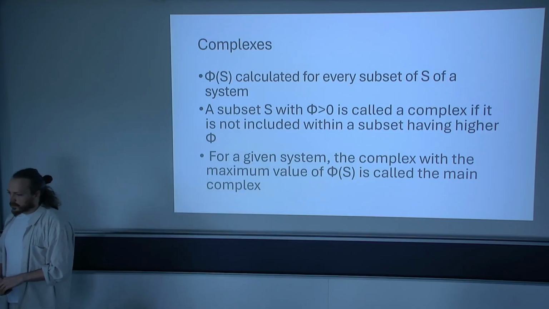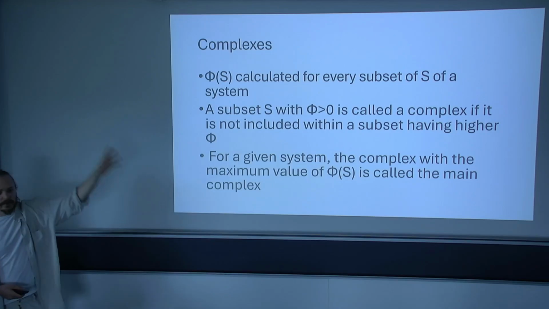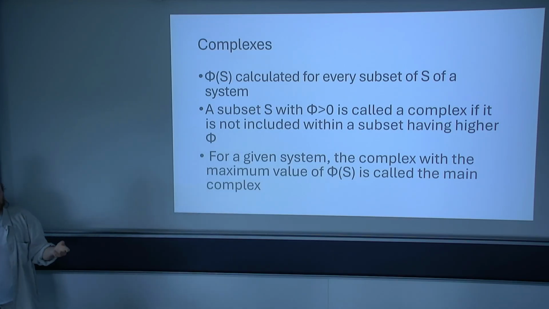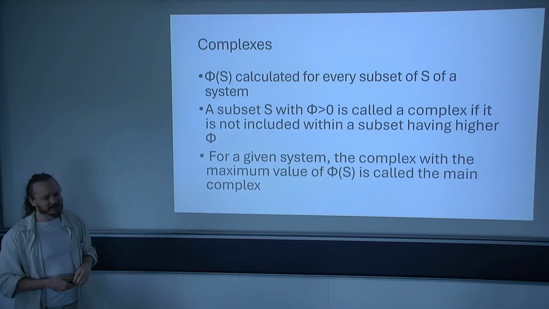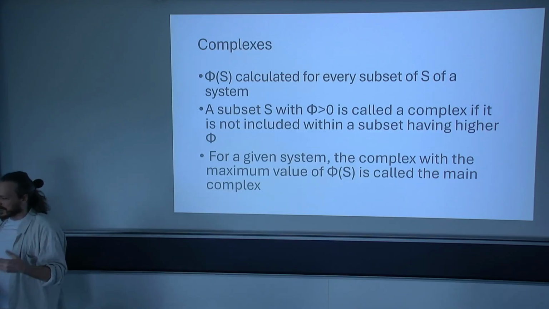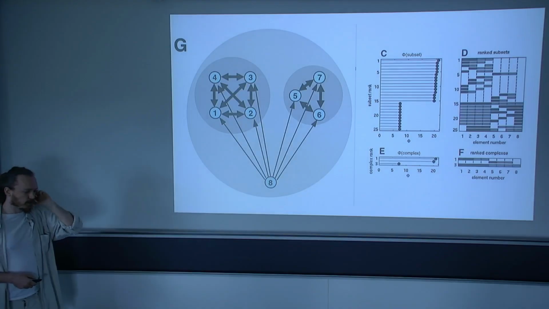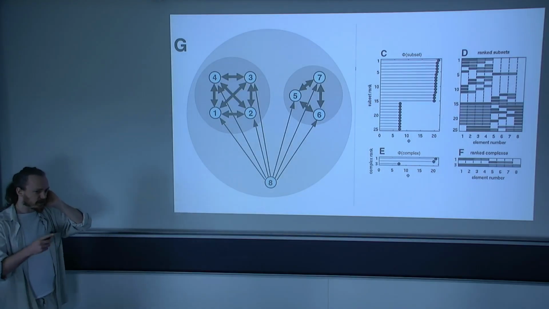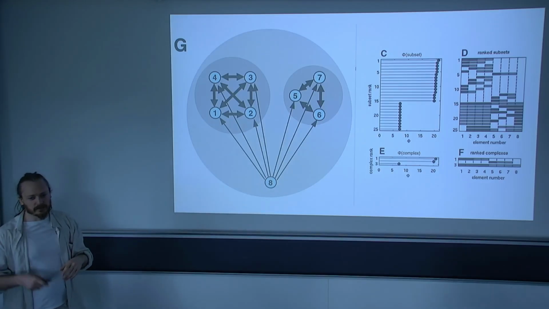So basically what you do is you take all subsets of the system. Again, we're dealing with a lot of computational intractability here. And you compute the phi for these, and then you do this ranking procedure. Basically, you remove the subsets that are part of another subset with higher phi.